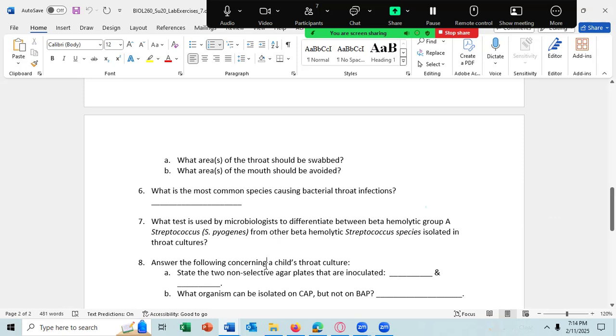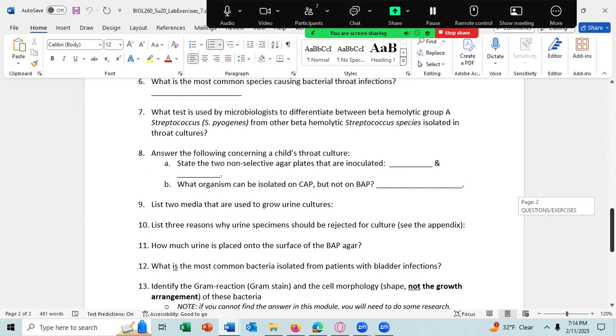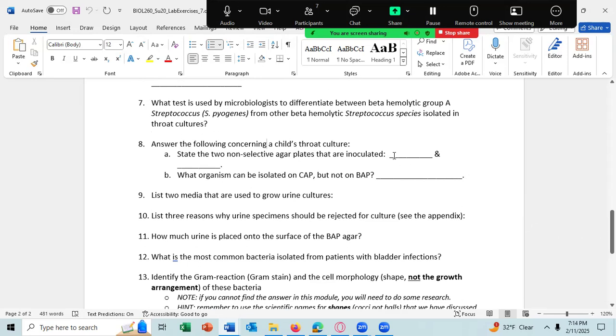And what's the test? And then 8, answer the following concerning a child's throat culture. 8A, state 2 non-selective agar plates that are inoculated from a culture obtained from the throat. And then 8B, what organisms can be isolated on CAP, but you cannot isolate them on BAP? CAP being chocolate agar, BAP being blood agar. 9, list 2 media that are used to grow urine cultures. 10, list 3 reasons why urine specimens should be rejected for culture. You can see the appendix for that.